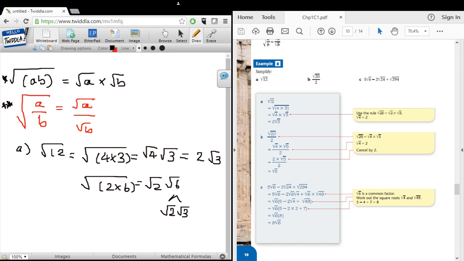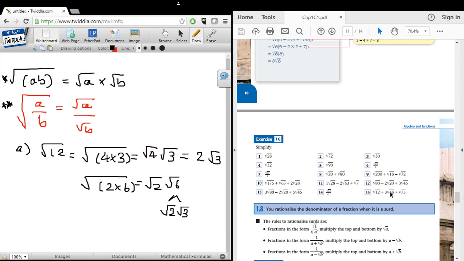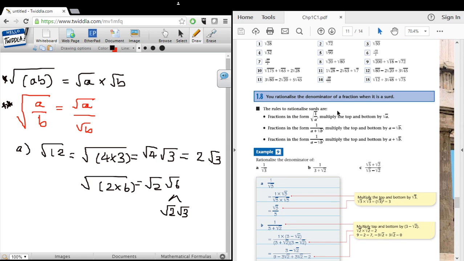So that's the simple run through of the first example. Now if we just carry on and scroll down, you'll see that you have a number of examples given here for you to run through. We'll just finish off with section 1.8. In section 1.8, you'll notice that you have some rules that they've outlined for you to appreciate when you approach surds in a more advanced manner. Let's carry on with the reading.